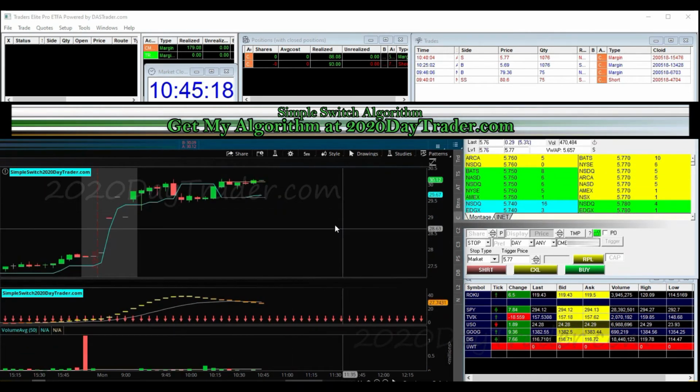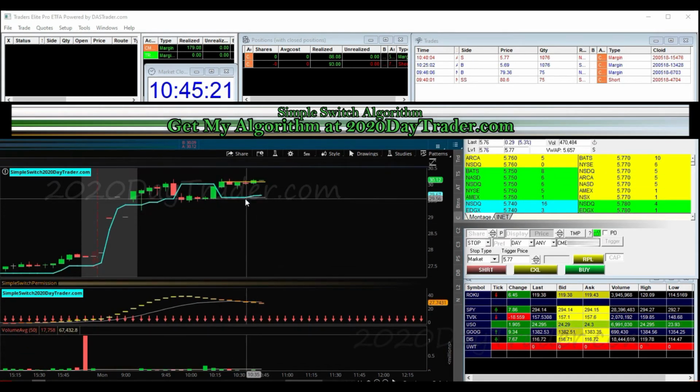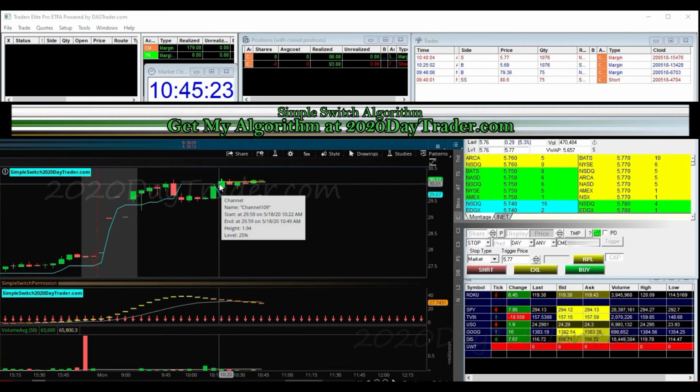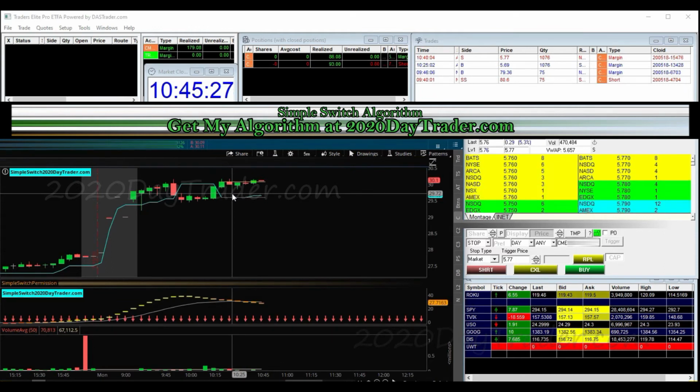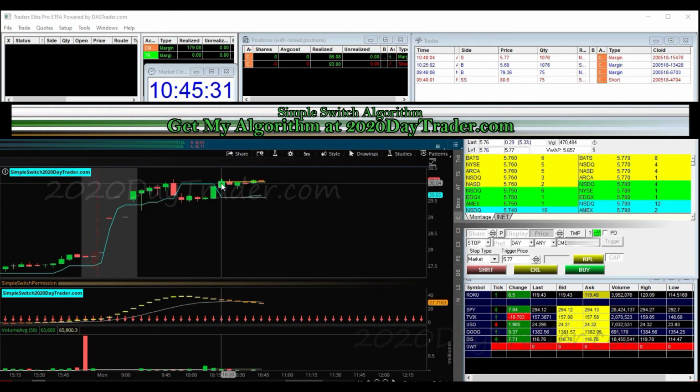Okay, so I want to do a quick little bit for my students. So here we have this stock. It triggered at the same time as the last one did, so I couldn't do them both at the same time, which is unfortunate. Maybe it's a good thing, but I don't have an account big enough to trade both of these at the same time right now.